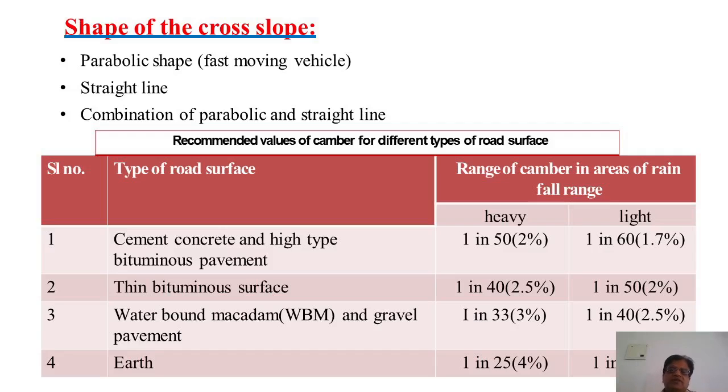Let's see what the different shapes of camber or cross slope are. Usually, they are classified into parabolic shape for fast moving vehicles, straight line, and also a combination of parabolic and straight.